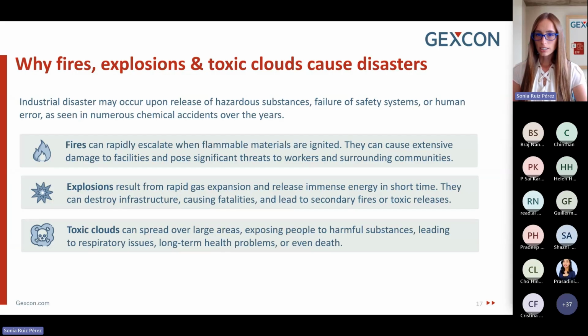Fires can cause significant damage to facilities and harm workers and nearby communities, whereas explosions can destroy infrastructure, potentially leading to fatalities and the release of toxic substances. These toxic clouds can travel over large areas, causing severe health impacts or even fatalities. Understanding the causes behind these incidents is essential to prevent future accidents and protect both people and assets.